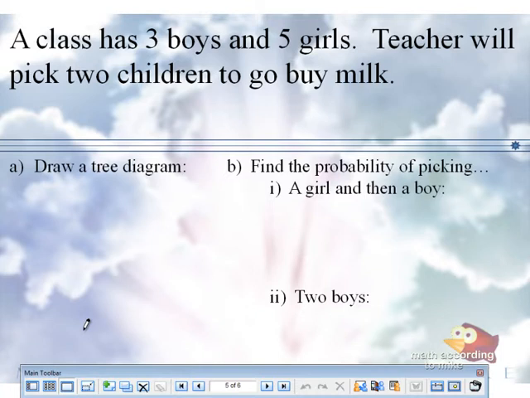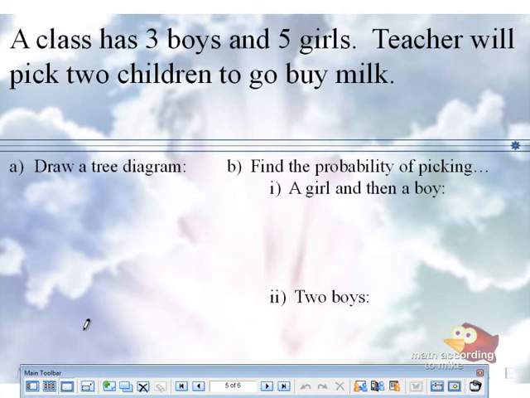What we're going to do is draw a tree diagram. In a tree diagram, you visually display all of your possibilities of what can happen when the teacher picks these 2 children. So, for teacher's first choice, we have 3 boys and 5 girls. What could teacher pick? We're only picking 1 kid.